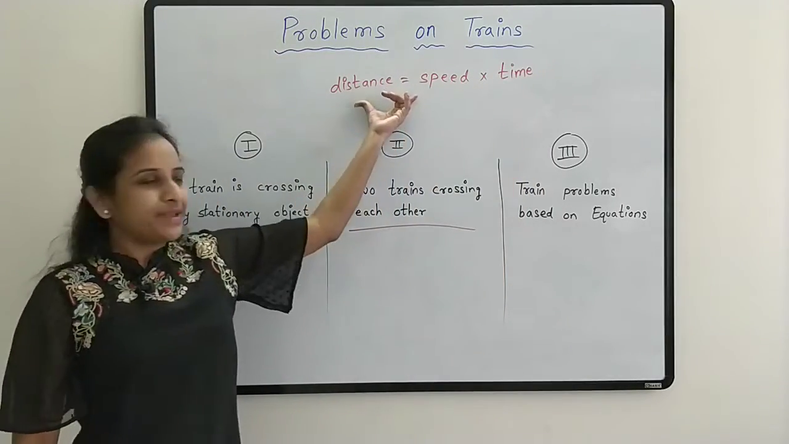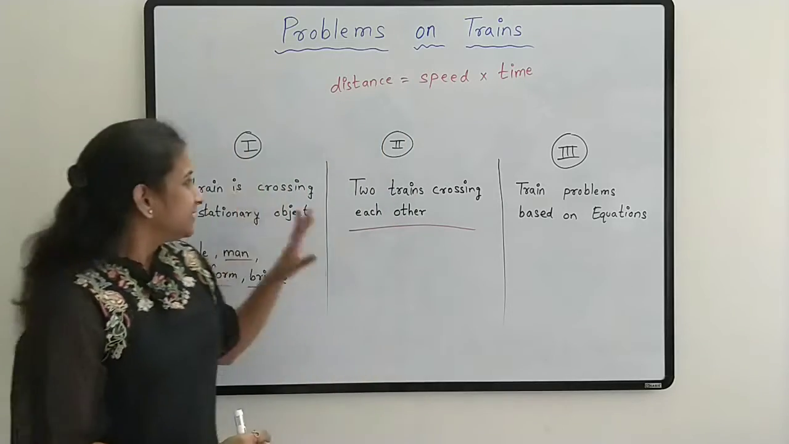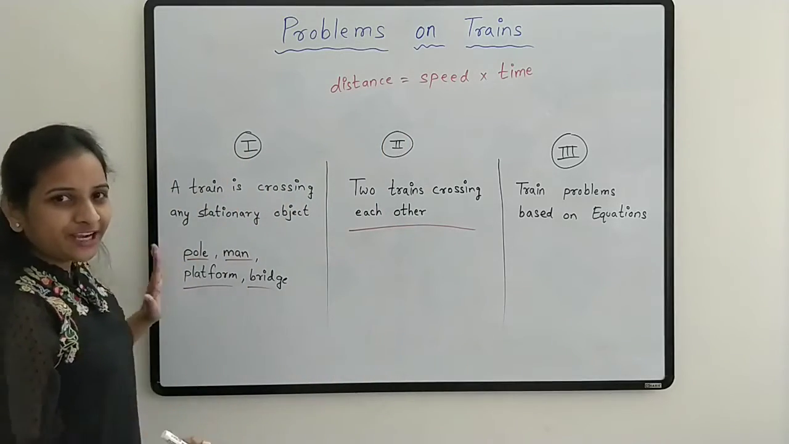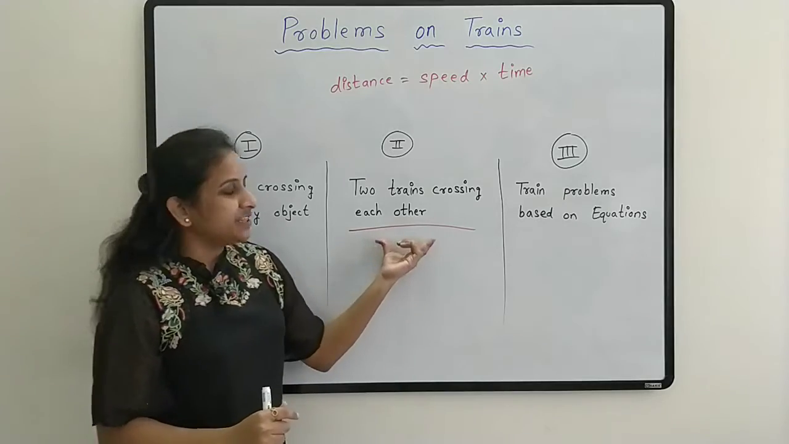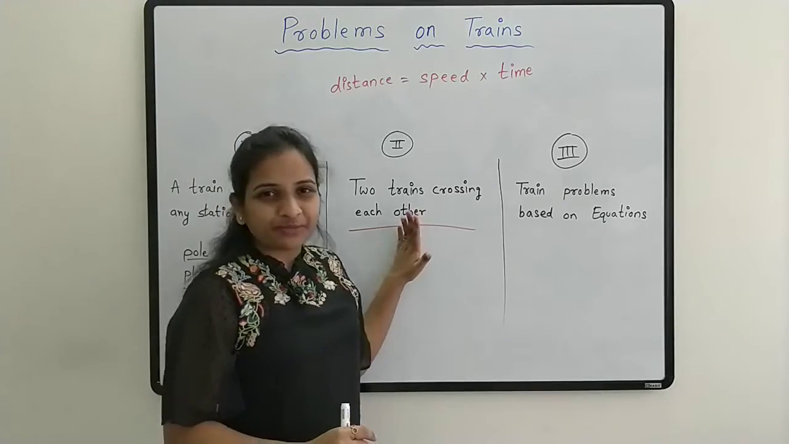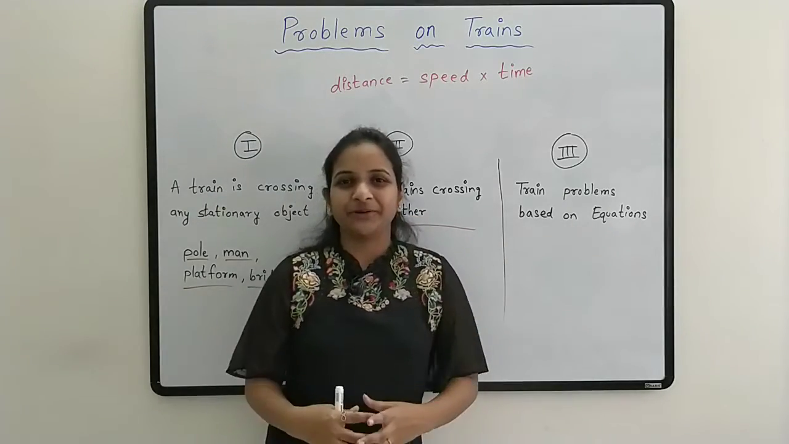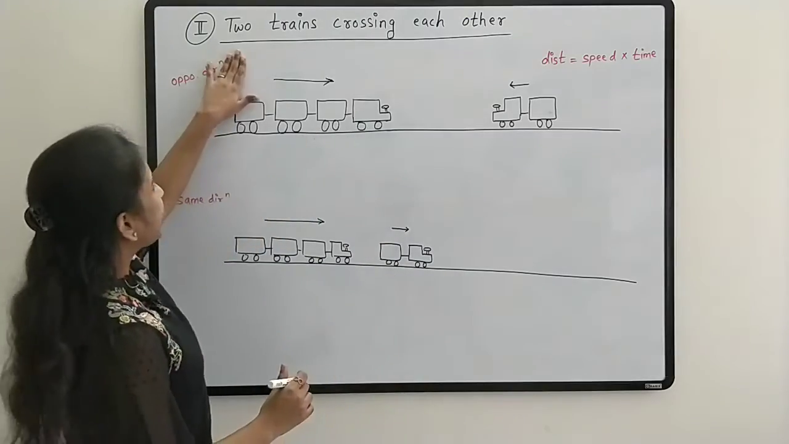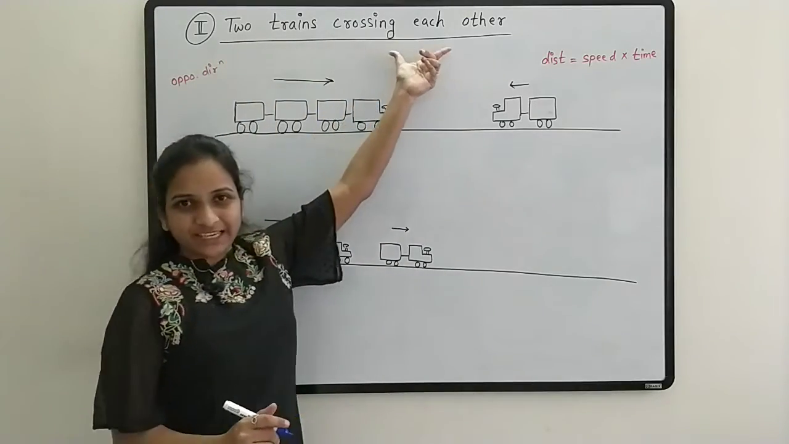This is a very simple basic formula we all know. Category 1 problems we have already seen in the previous video. Here in this video we will focus on category 2 problems. Category 3 we will see in the next video. Now let's understand the second category: two trains crossing each other.